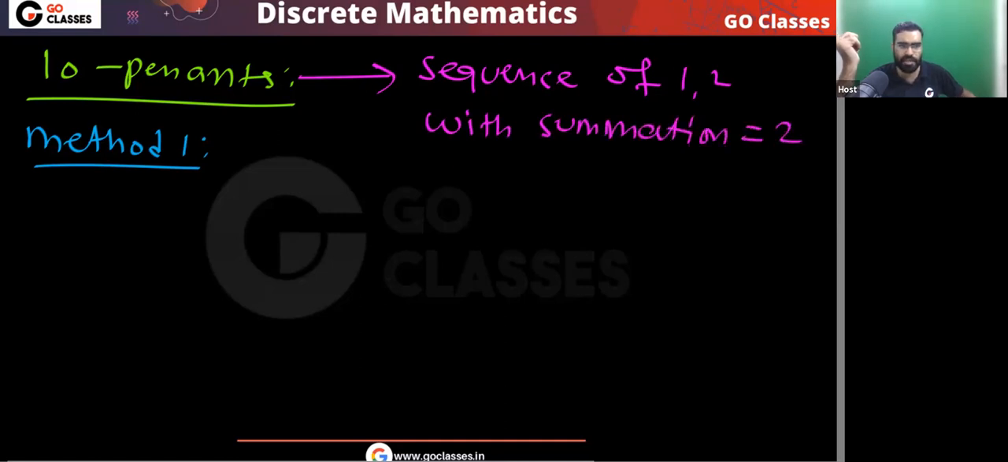So what you can do? You can create cases. You can decide how many 2s you are going to use. So you can create case 1.